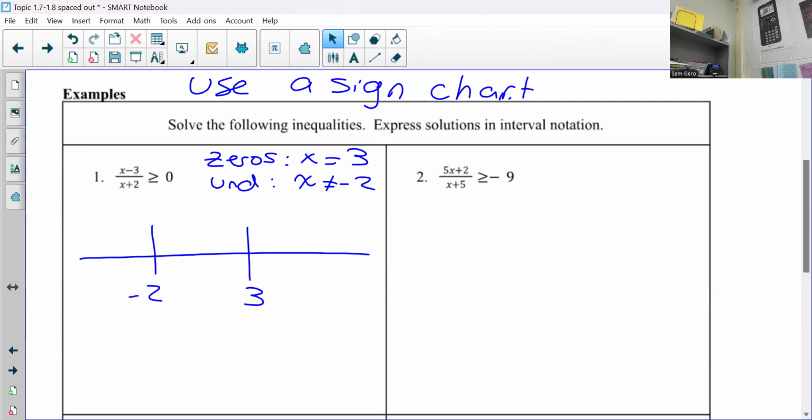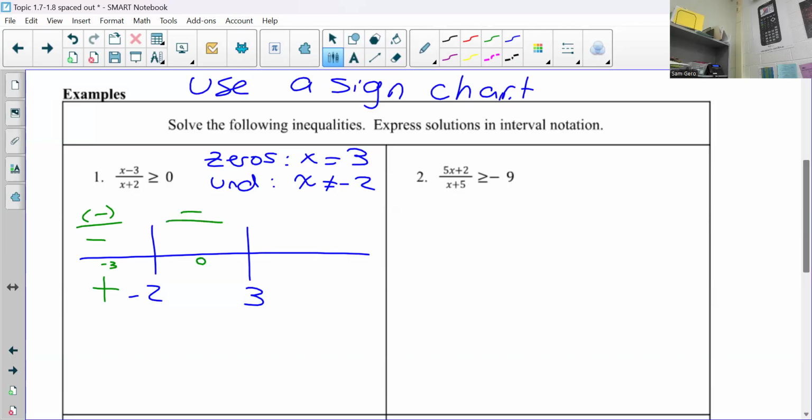First thing I'm doing is picking a number less than -2: -3. You plug -3 into the top. -3 minus 3 is -6, that's negative. -3 plus 2 is negative. That means I have a positive. I personally do not care what number you use, and I don't care what the actual number is. I care about the signs, S-I-G-N-S, of the numbers. I'm going to choose 0 between -2 and 3. 0 minus 3 is negative. 0 plus 2 is positive. Negative over a positive is a negative.